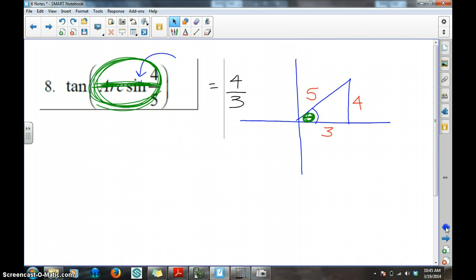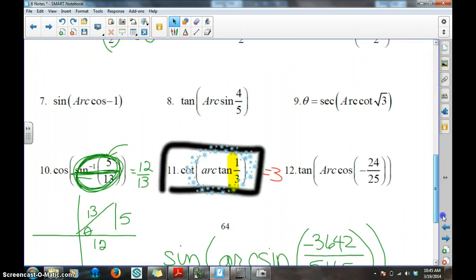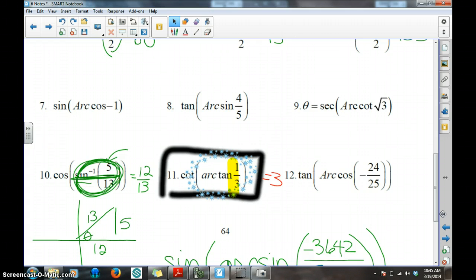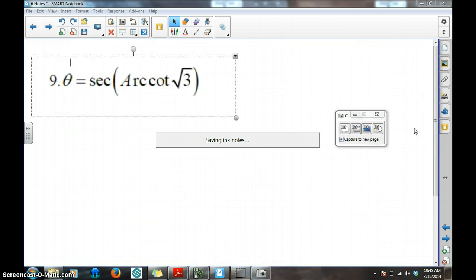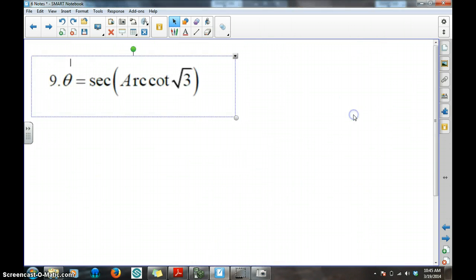Let's try another one. I am going to do this time number 9. Number 9 says, find the secant of the arc cotangent of rad 3. Once again, I'm trying to first and most importantly draw a triangle in a quadrant where tangent and its reciprocal cotangent would be positive. Only one quadrant because it's a capital A. And every positive answer goes to 1. So I'm drawing this in quadrant 1.